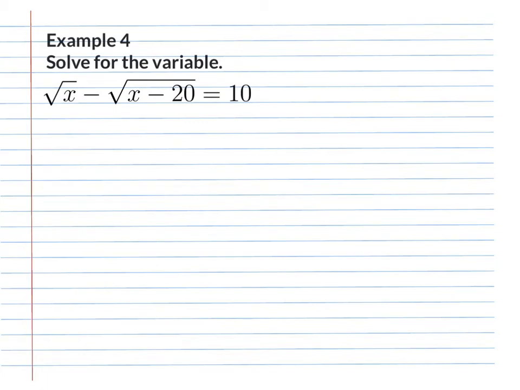Okay, so for this problem, what we want to do is solve, and these are radicals. So what I suggest is we move this to the other side so that way we could solve for this radical, simplify that side. So I'm going to have the square root of x is equal to, I'm going to move this whole thing to the other side, and I'm going to get 10 plus the square root of x minus 20.